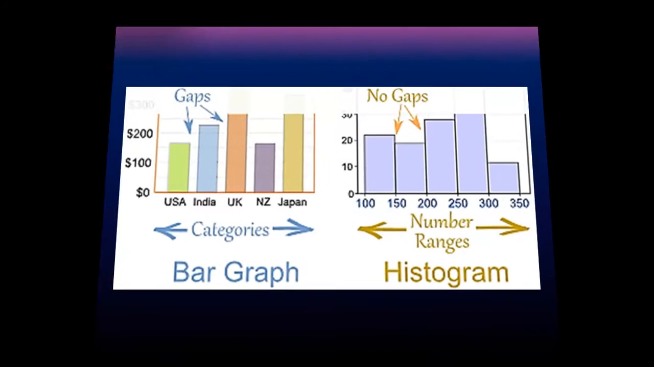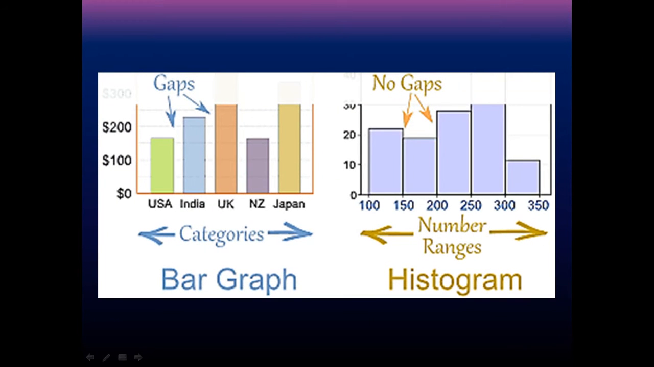Now, a histogram is different, see? So this is a bar graph again. Look at this, categories: USA, India, UK, New Zealand, and Japan, okay? I don't know what this is for, but whatever. So these are categories, and this is some frequency that this bar graph happened to be about. A histogram, on the other hand, is not categories. See, there's a range: 100, 150, 200, 250, 350. It goes from small to wide. There's a range of numbers. And again, on the y-axis, here's the frequency.